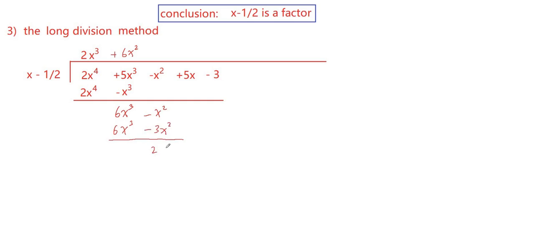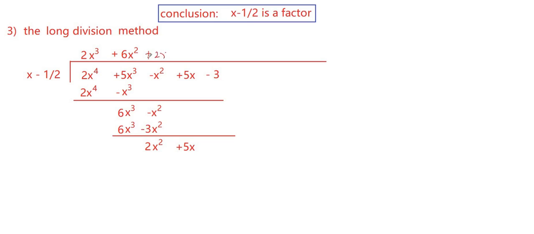and this is 2x squared, 5x, and here plus 2x, and this is 2x squared minus x, and this is 6x minus 3, and then plus 6, so 6x minus 3, so it is 0. Therefore, we get the factorization result.